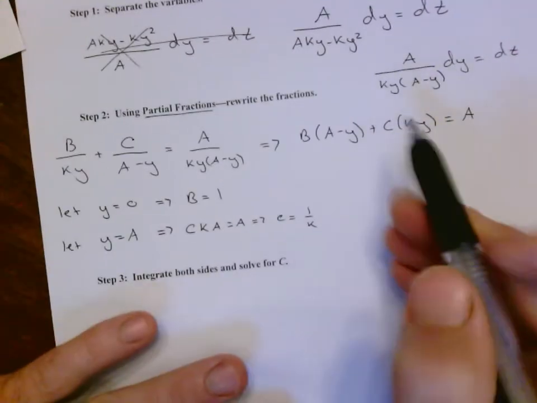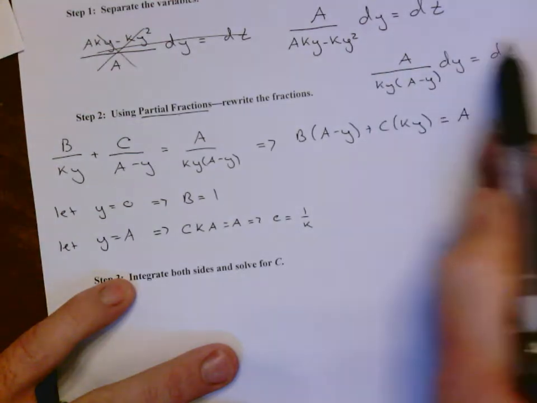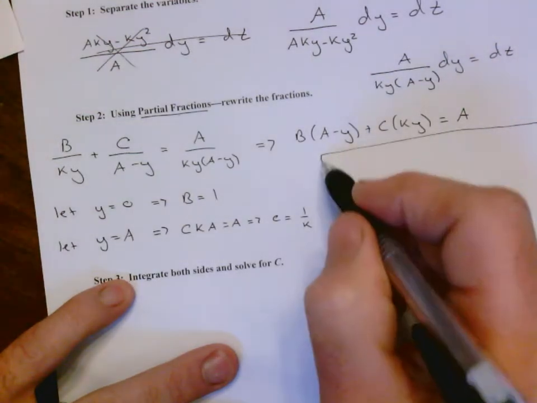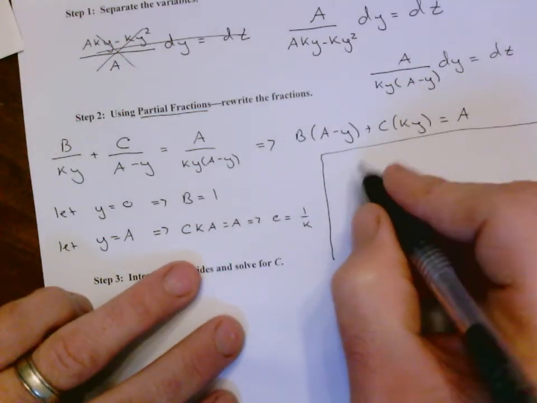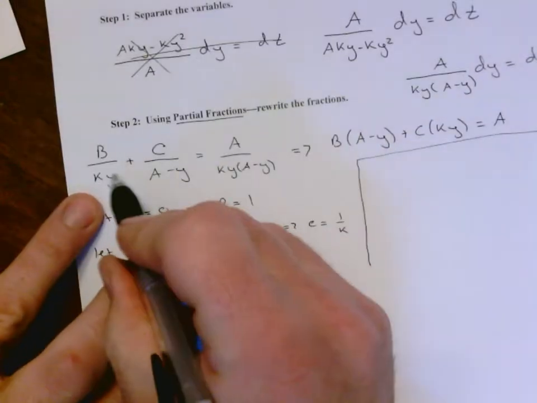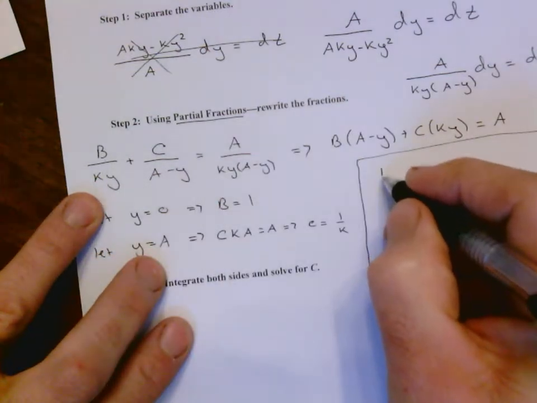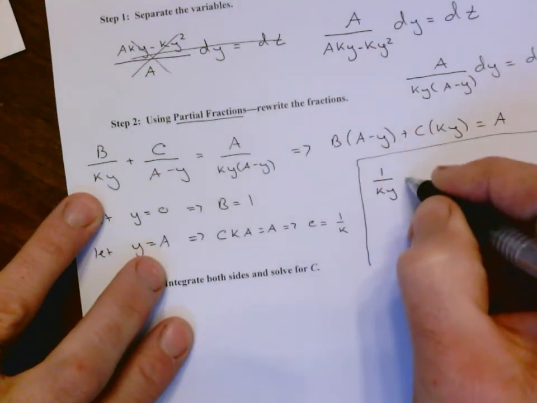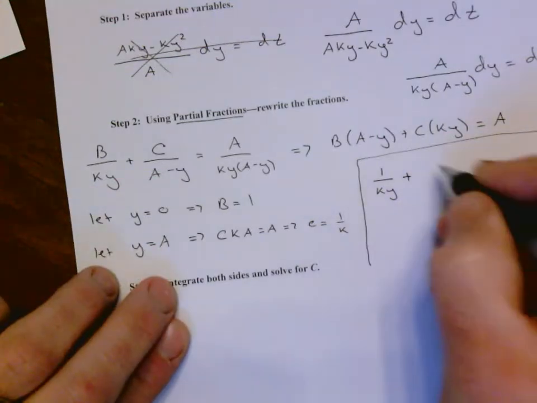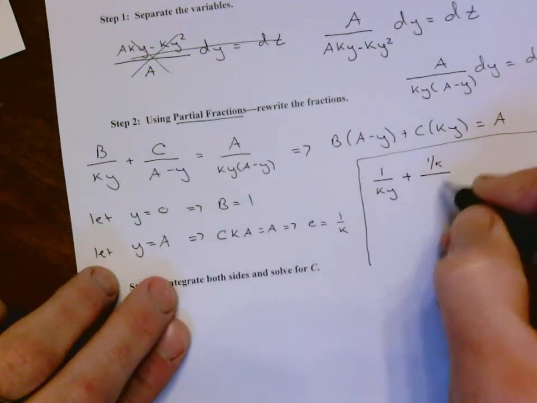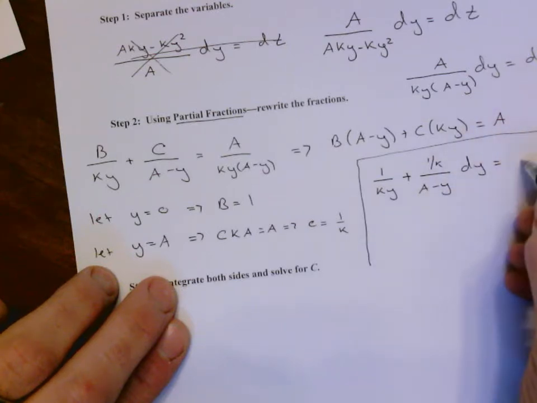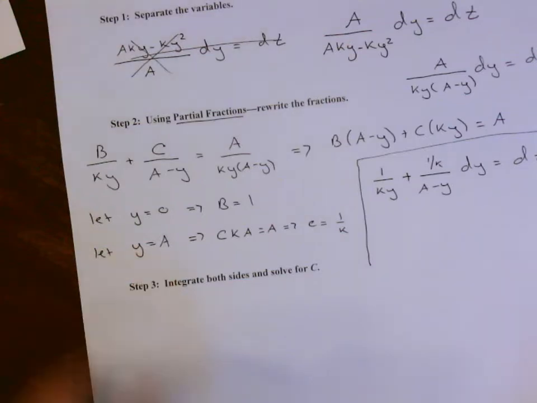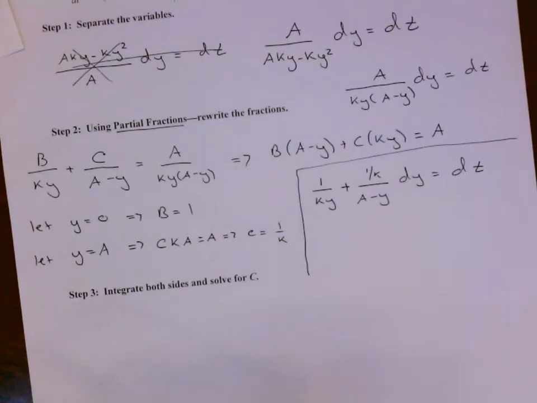Okay, so I'm going to come back up here, and I'm going to rewrite this differential equation using my new b and c values. So this is going to be b, which is 1, so 1 all over k y, plus c, c is 1 over k, all over a minus y, dy is equal to dt. Okay, so we just rewrote it that way, so now we can integrate both sides.